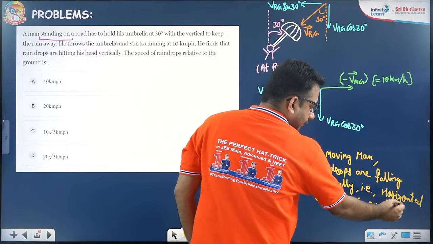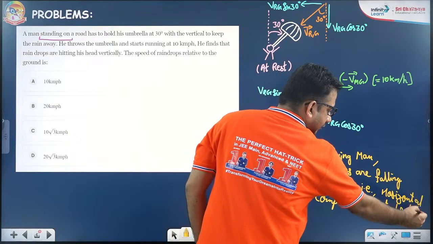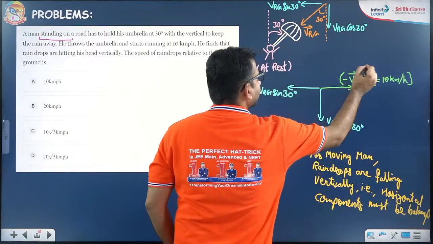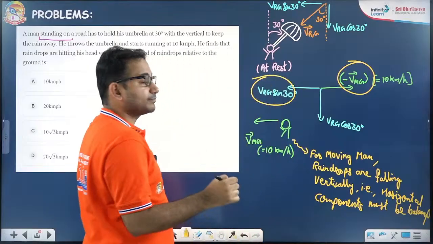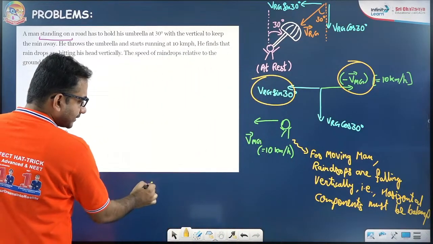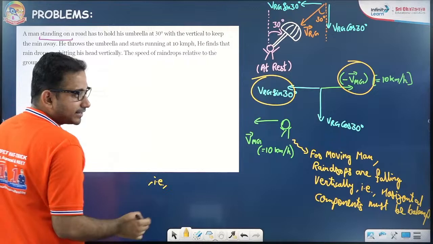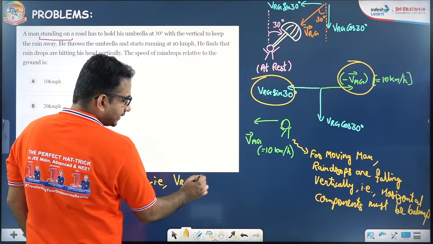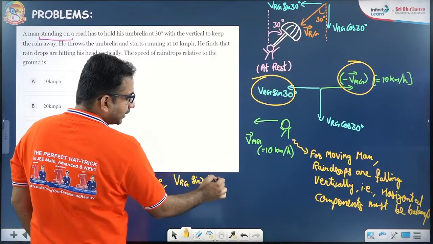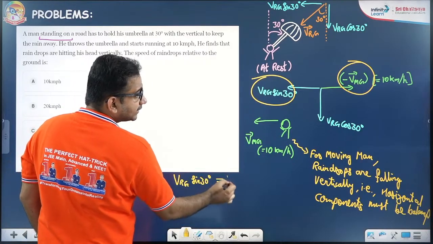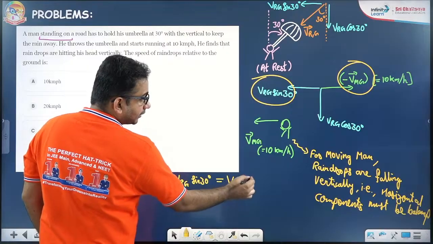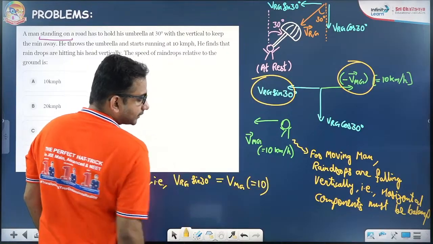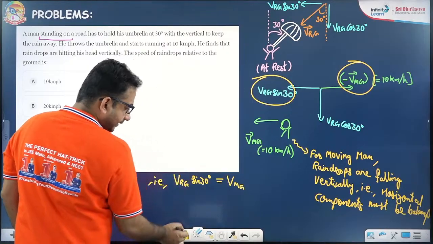Okay, so if I balance the horizontal components, can I say this must be equal to this, must be the same? That is, I would say here that VRG sine 30 degrees, which is basically 1 by 2, is equal to VMG, and that is equal to 10. Okay, that is equal to 10.